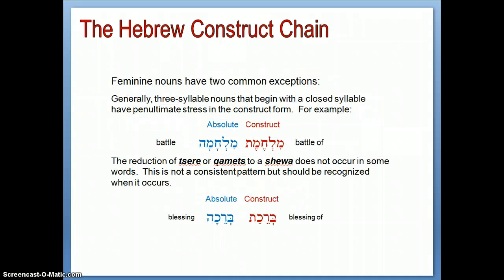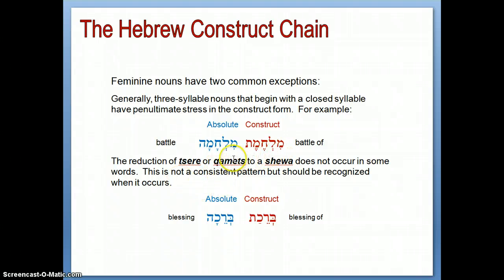All right, there's a couple of exceptions, of course, to the rules. Generally, three-syllable nouns that begin with a closed syllable have penultimate stress in the construct form. In other words, the vowels change a little differently than we would have expected. For example, with the word battle, milchama is the word for battle, milchemet is the construct form, battle of.